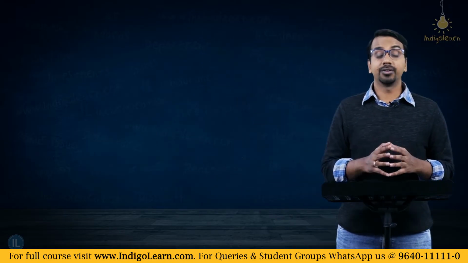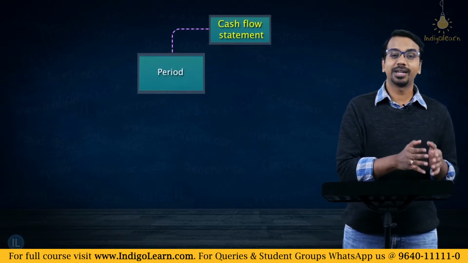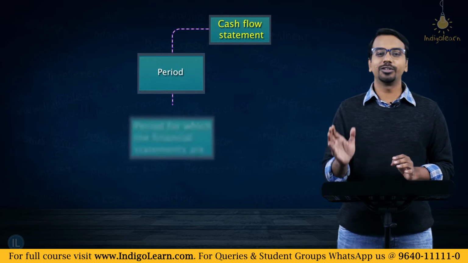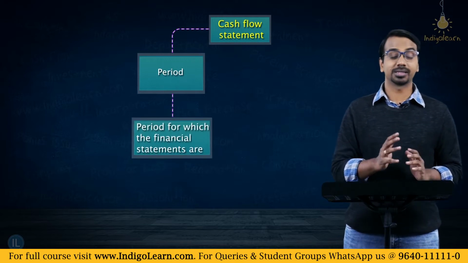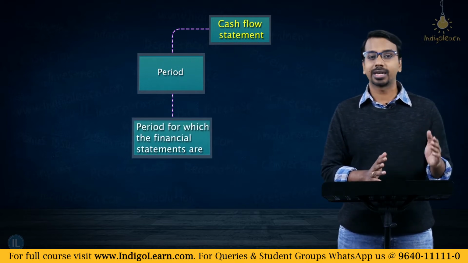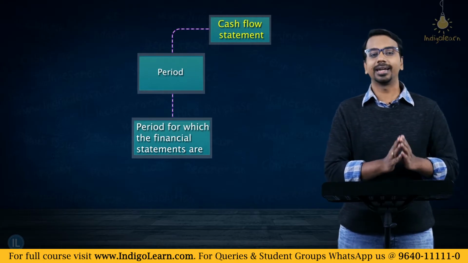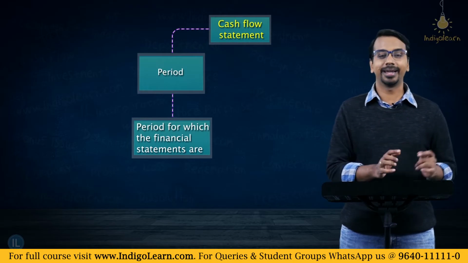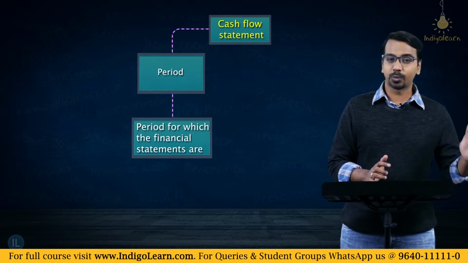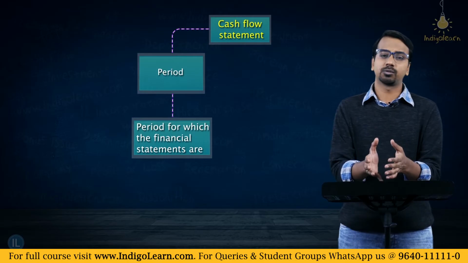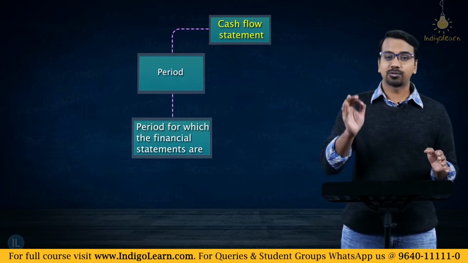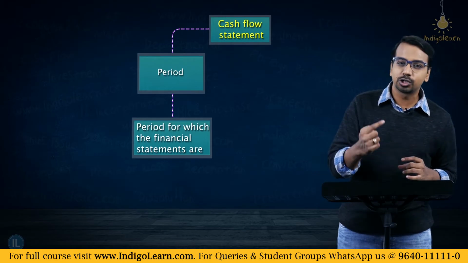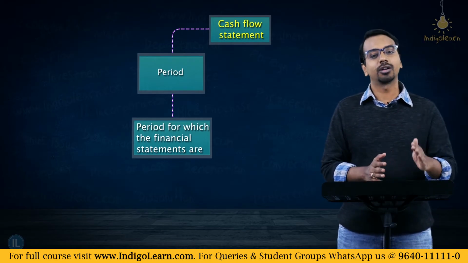Now a question you may have is, for which period should we prepare this cash flow statement? The answer to that is very simple. The period for which you are preparing the financial statements. If you are preparing the financial statements for 2019-20, that is for the year ended 31st March 2020, your cash flow statement will be for the year ended 31st of March 2020. If you are making it for a quarter, cash flow statements will be for that quarter. Cash flow statement is not on a date. Cash flow statement summarizes the cash flows during the period, so it has to be for the period.